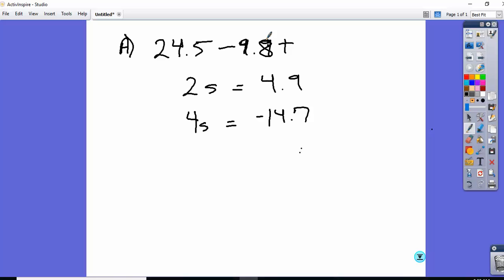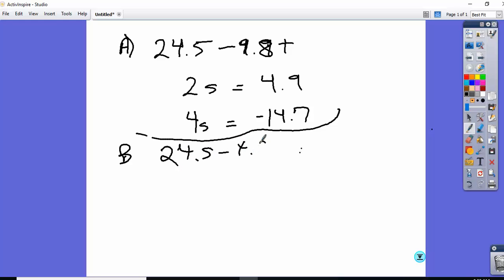So the next one. I don't know what we're doing now. We're finding the maximum height. Solve for t.